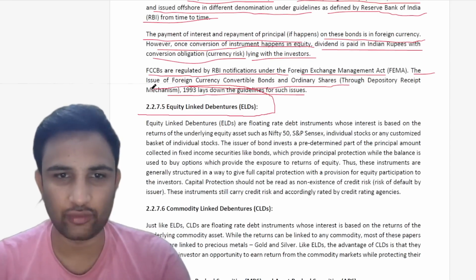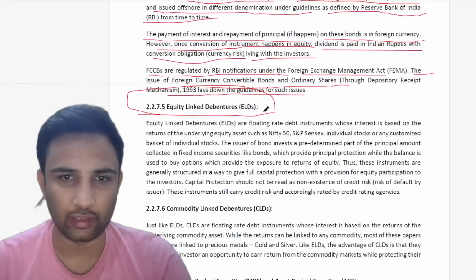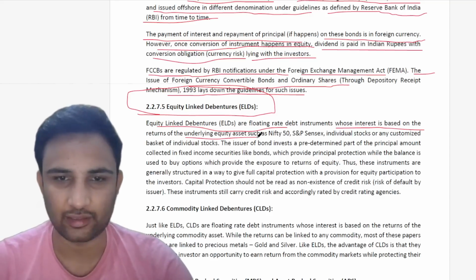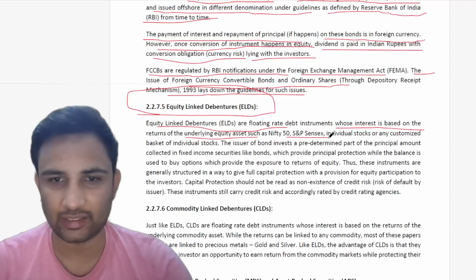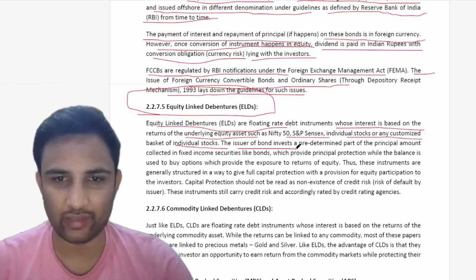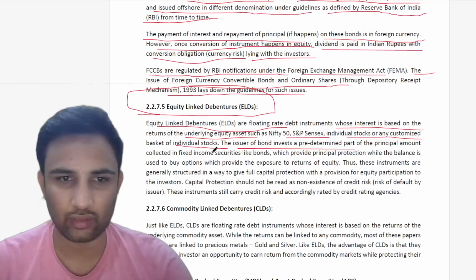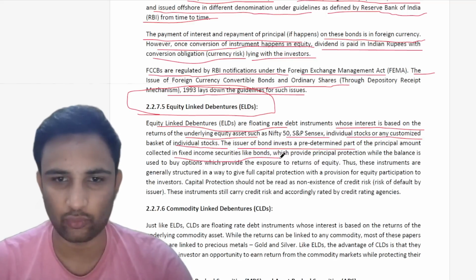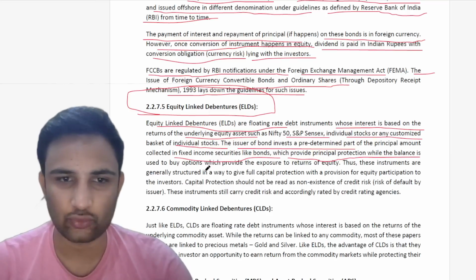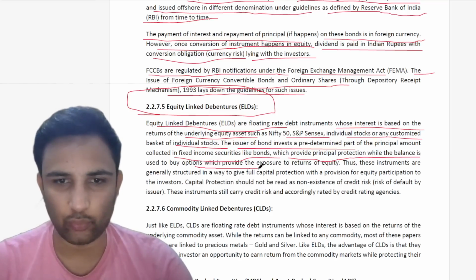Next term we have is equity linked debentures, or ELDs. ELDs are floating rate debt instruments whose interest is based on the returns of the underlying equity asset, such as Nifty 50, S&P, Sensex, individual stocks, or any customized basket of individual stocks. The issuer of the bond invests a predetermined part of the principal amount collected in fixed income securities like bonds, which provide principal protection, while the balance is used to buy options, which provide the exposure to returns of equity.